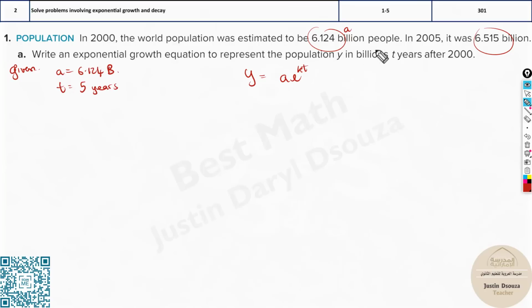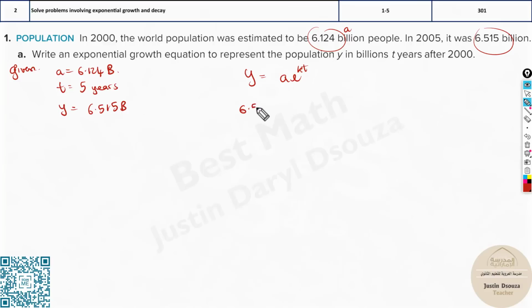And then what do we know? What is the final population? Y is after a certain time. If t is 5, after 5 years, the population y will be 6.515 billion people. So now we know almost everything. And e is Euler's number. That's a constant, 2.71.